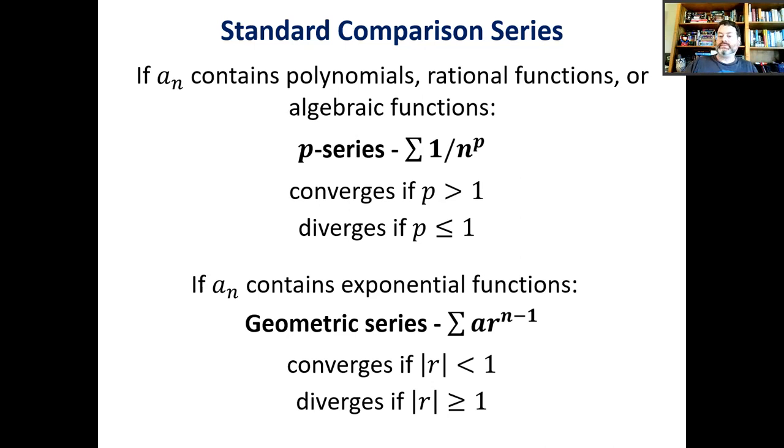And here's why we do it. When you have polynomials, rational functions, and algebraic functions, you always have n to some power. Whenever you have exponential functions, you always have a number to the n power. So we're broadly classifying things by what's in the exponent, right? If it's just a number in the exponent, p-series. If n is in the exponent, geometric series. That's the main rule. Again, there are further refinements of these standard series. We'll see some of them, and as we progress through chapter 11, we'll definitely see more.